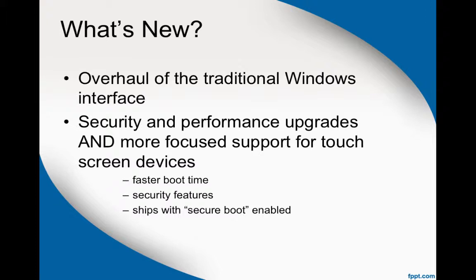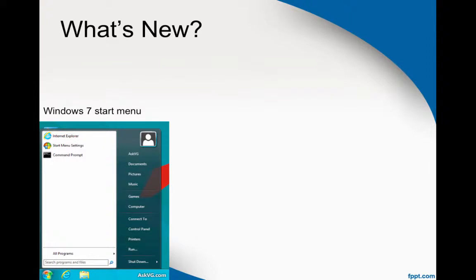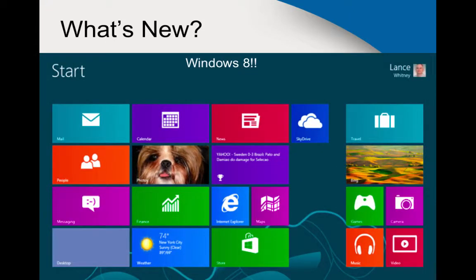But going back to the new look, we've got Windows 7 here. This is the traditional start menu that was seen on previous versions of Windows, and everyone was pretty used to that and happy, and then all of a sudden you've got this giant start screen that pops up on Windows 8 whenever you click on that button where the start menu used to be.